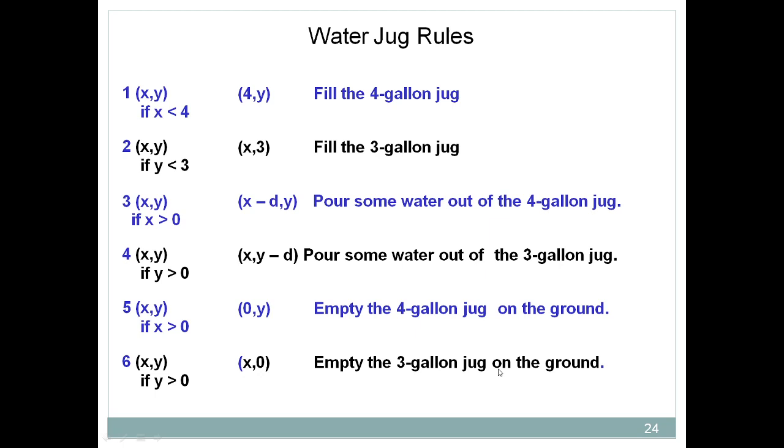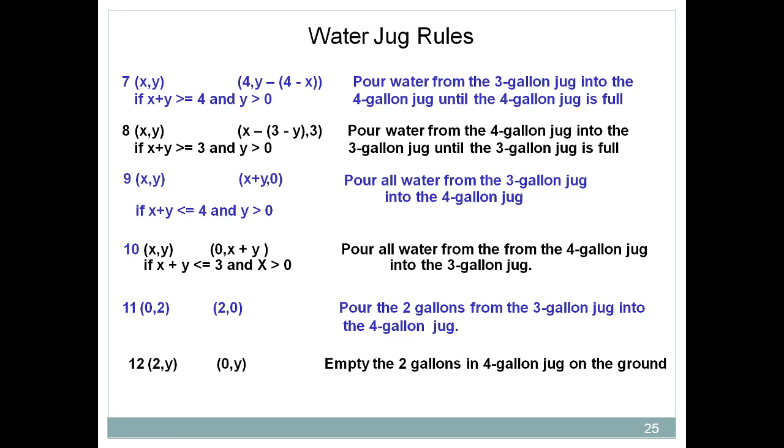Now what is the next possibility? The next possibility is that you transfer some amount of water from the 3-gallon jug to the 4-gallon jug, or from the 4-gallon jug to the 3-gallon jug. Two things are possible: either you transfer all the water or you transfer some amount of water. As we saw previously, we can throw some amount of water on the ground or throw all the water. Similarly here, either transfer some water from 4 gallon to 3 gallon, or transfer all the water from 4 gallon to 3 gallon. So in this case we will formulate the next 4 rules.